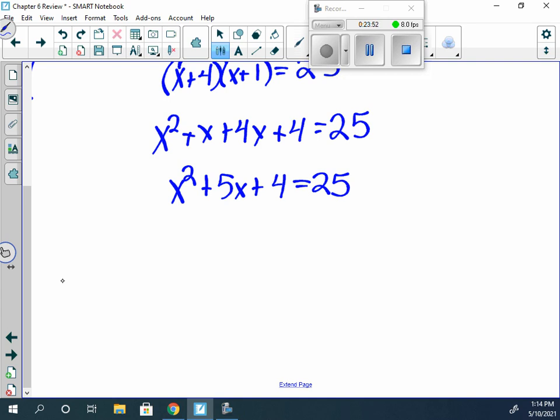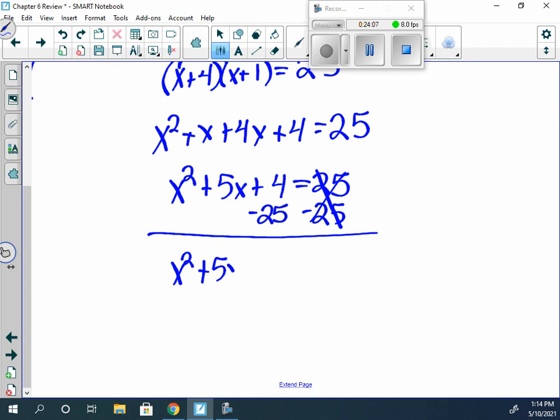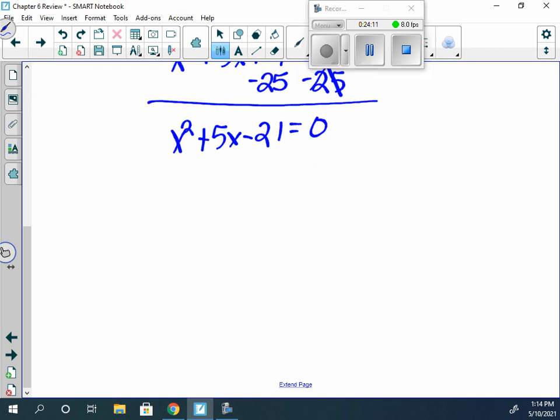Now, because it is a quadratic, we do need to get this equal to 0. So we would subtract 25 from both sides. And these would cancel out, giving us x squared plus 5x minus 21 is equal to 0.